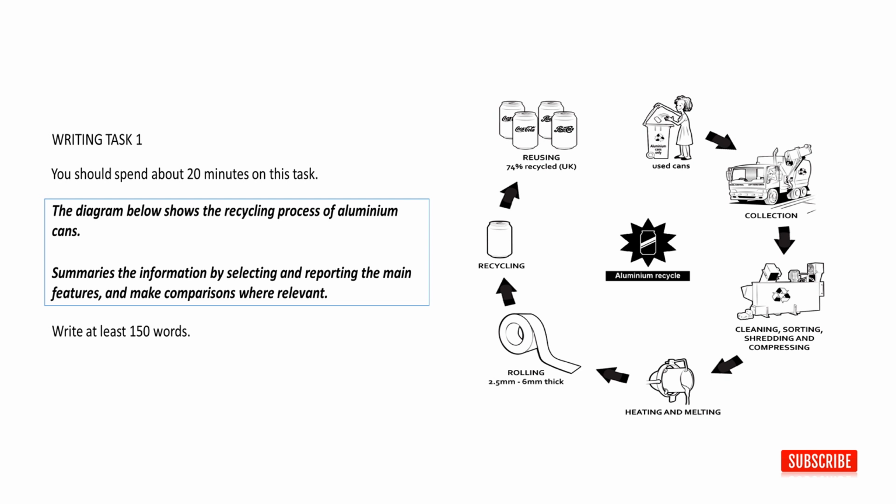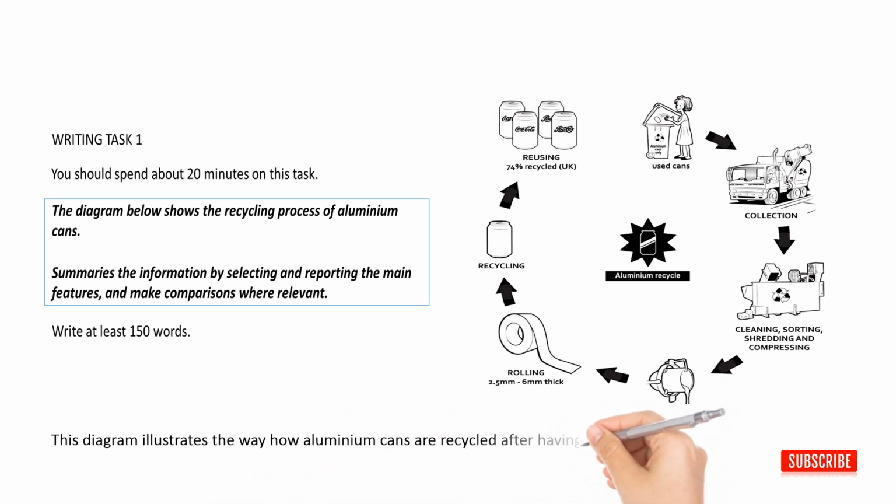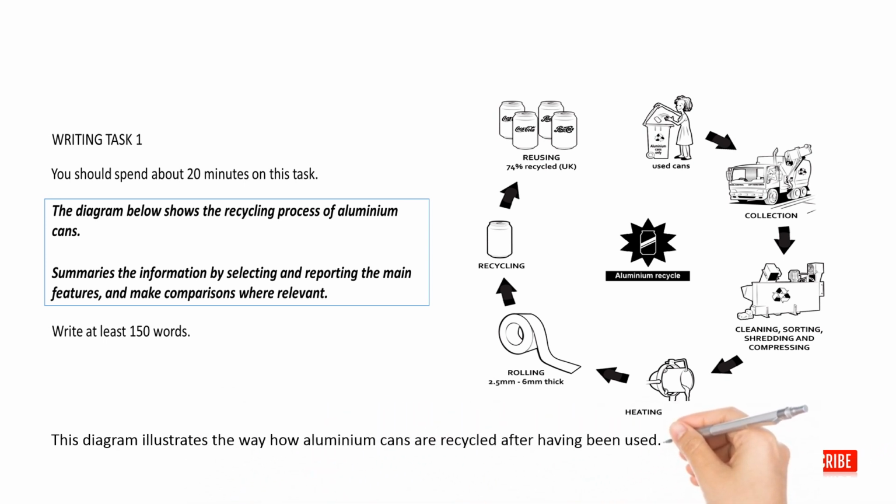When you have familiarized yourself with the diagram, it's time to start writing the answer. In the first paragraph, I paraphrase the topic in my own words. This diagram illustrates the way how aluminium cans are recycled after having been used. As you can see, I didn't change the word diagram, but changed the article, the, into this. And I used illustrates instead of shows.